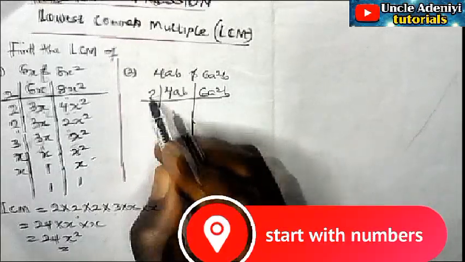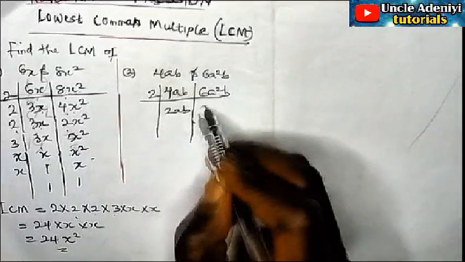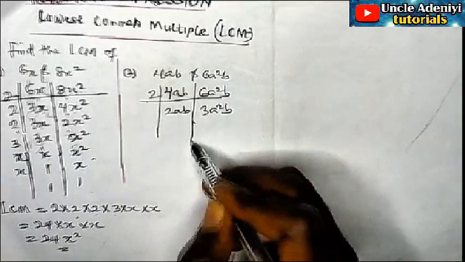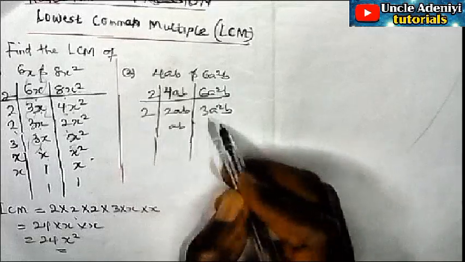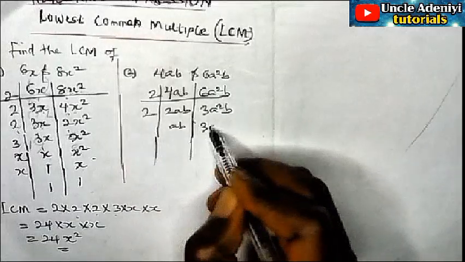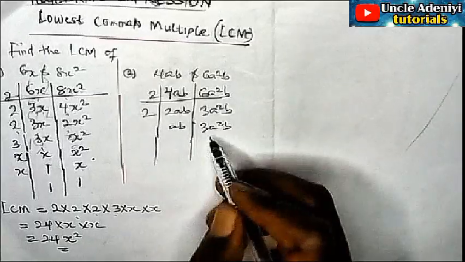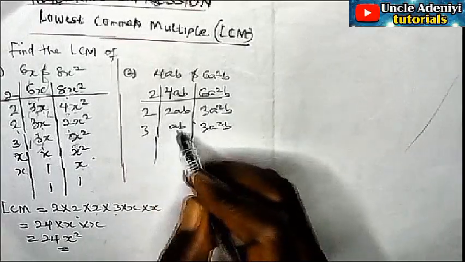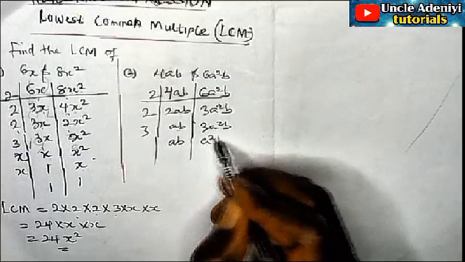2 can go. 2 in 4ab remains 2ab here, and 3a squared b here, right? 2 can still go, which will now give you ab. 2 cannot go here, so just write your a squared b like that, 3a squared b. 2 is done, remain 3. 3 can go. 3 cannot go here, write your ab like that. 3 can go here, which will now be a squared b.